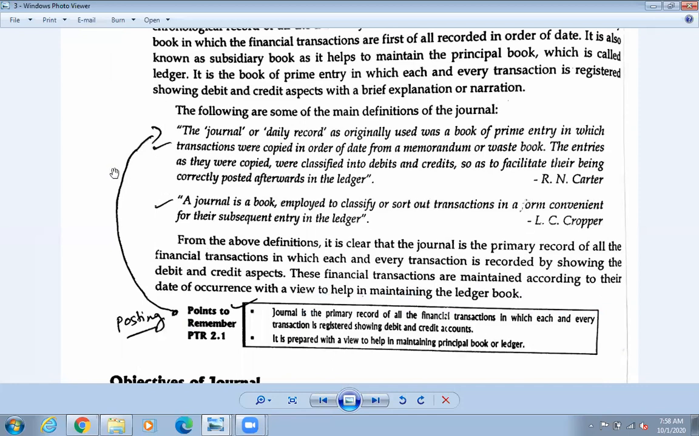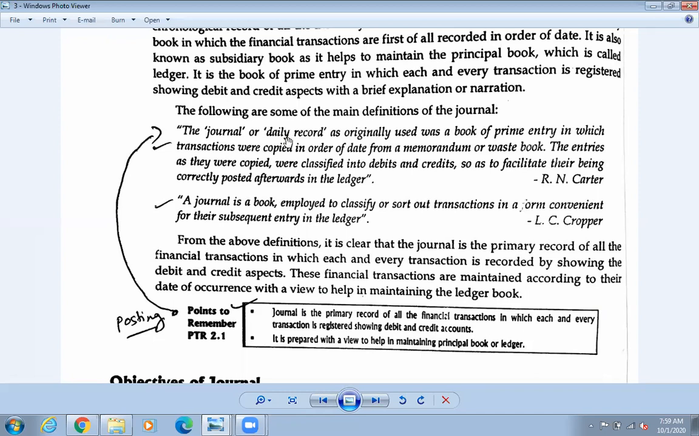what do you need to write down? According to R.N. Carter. Write the name, then give a comma and write down the journal or daily record. Journal is also called daily record because every day it is recorded. Then and there it is recorded.